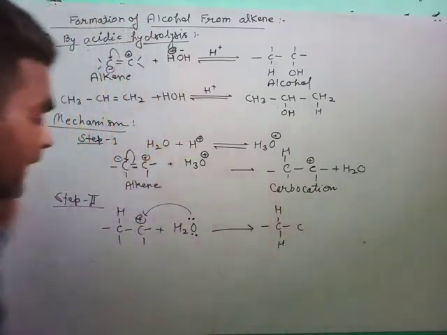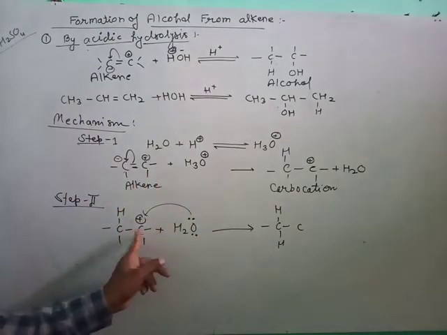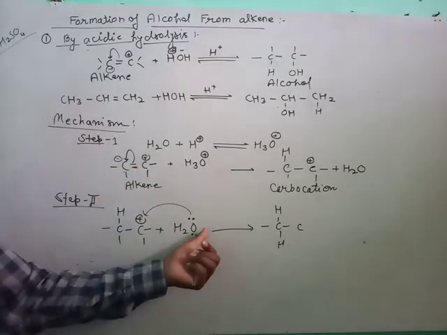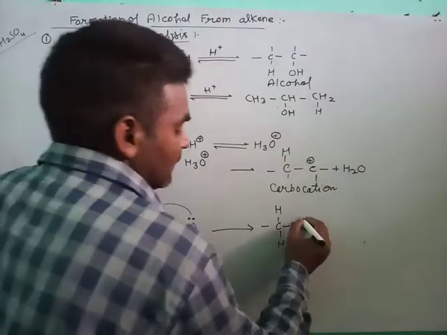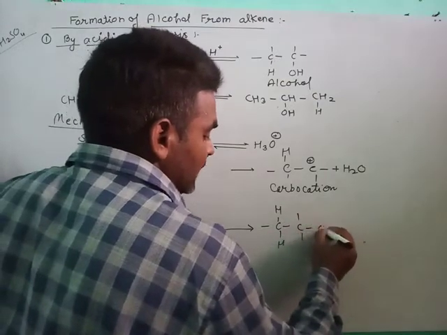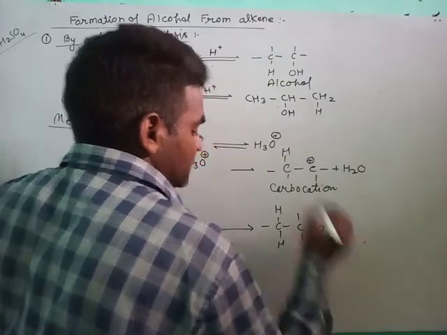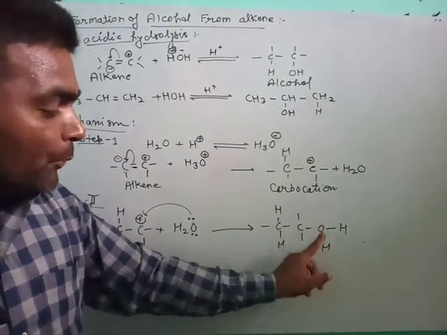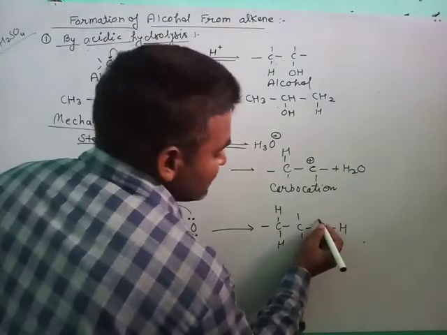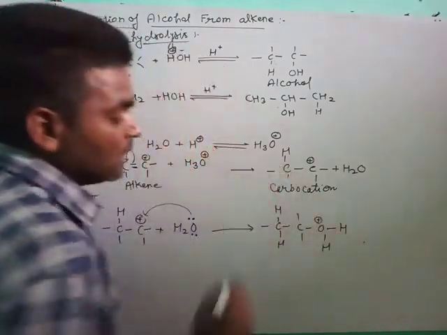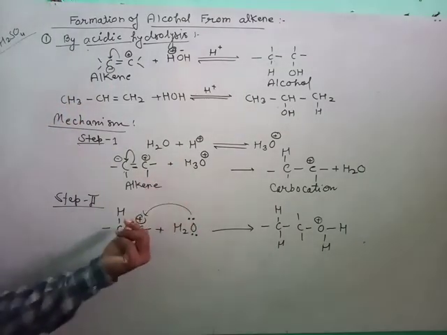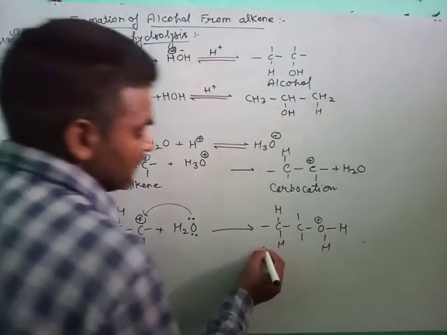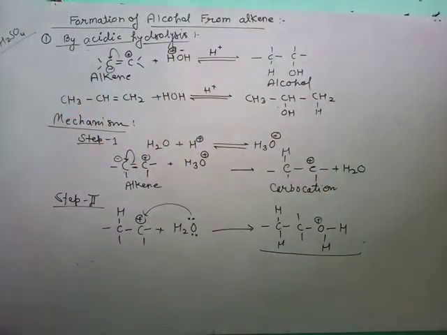Here oxygen donates electrons to carbon, so oxygen becomes positively charged and bonds with carbon, and the compound is written as H C C, here single bond OH and H, and the positive charge moves toward oxygen because oxygen donated electrons to the carbon atom of the carbocation, and this is an intermediate of the reaction.